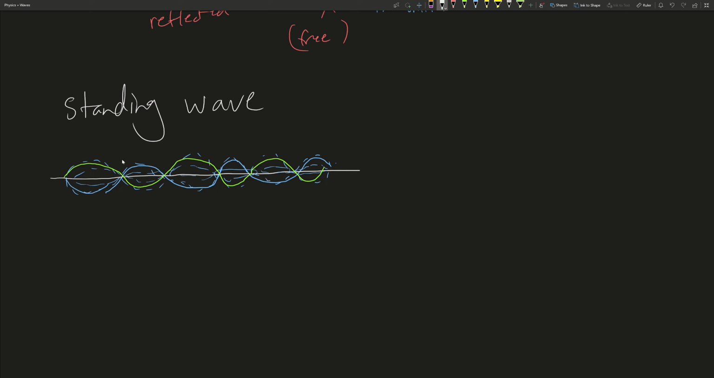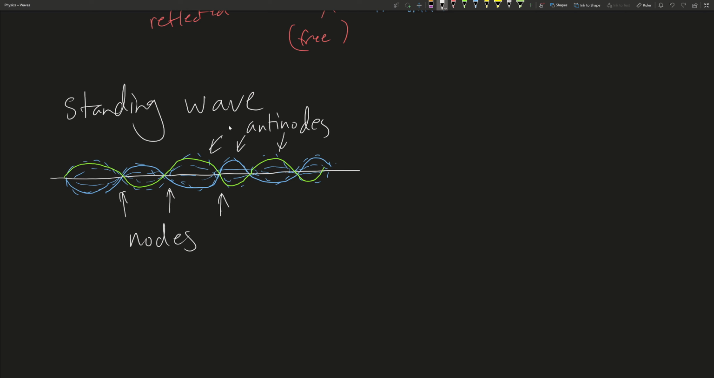Now standing waves have points that look like they're pinched off, like they're not vibrating at all. These points are called nodes. So these are nodes, and those are the points that don't look like they're moving. Then there are sections where it looks like it's vibrating, and those are called antinodes. That's where the maxes and mins of this standing wave are.